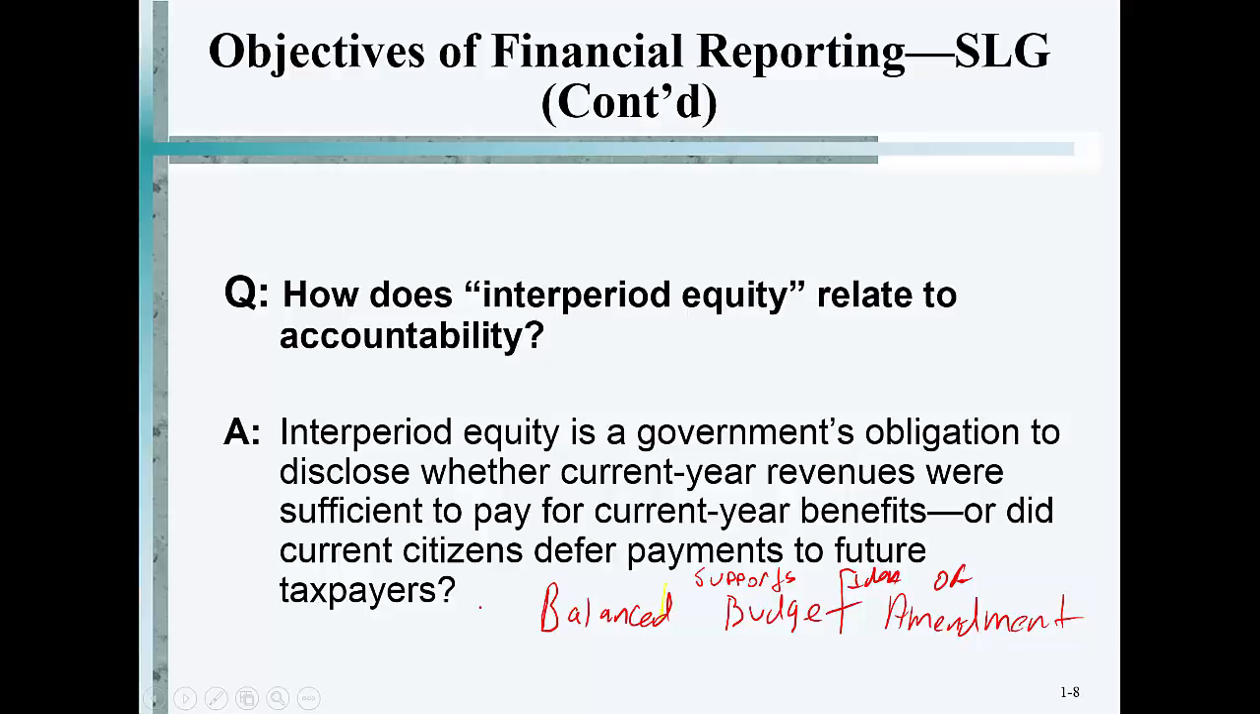What do they mean by an amendment? Amendment to what? They want to amend the Constitution to say that the federal government must balance its budget every period, right? Is that going to happen? Why not?